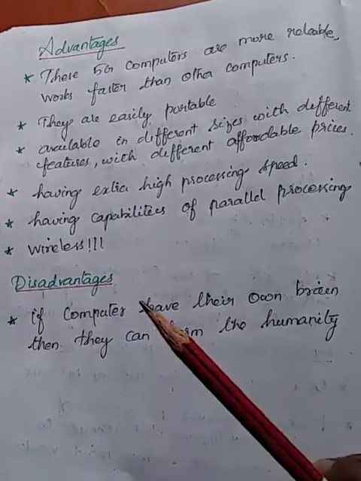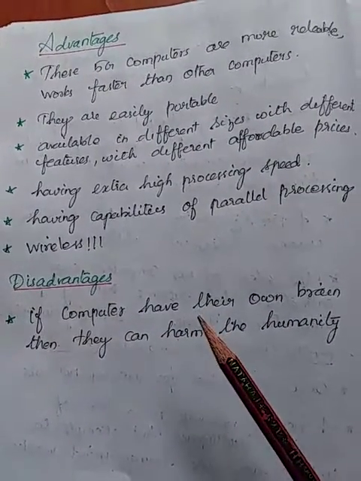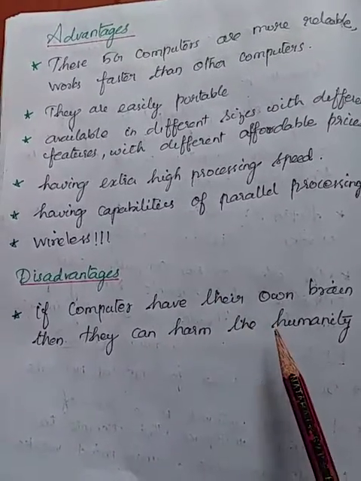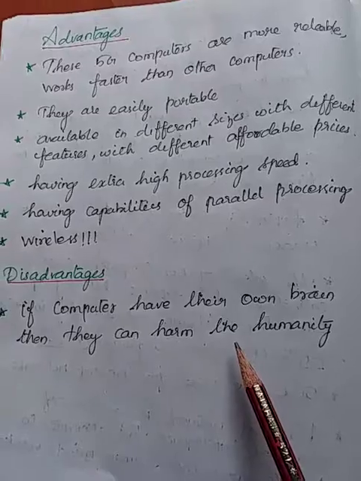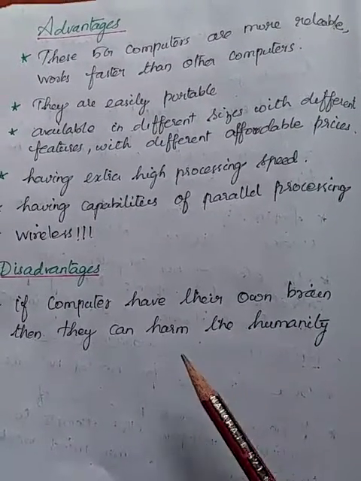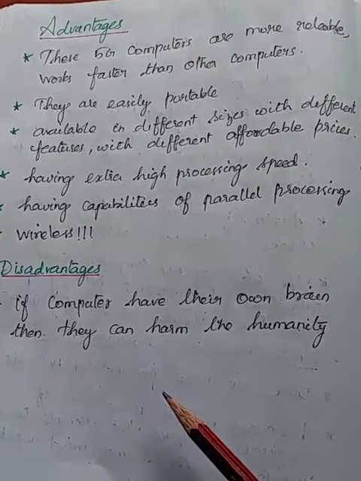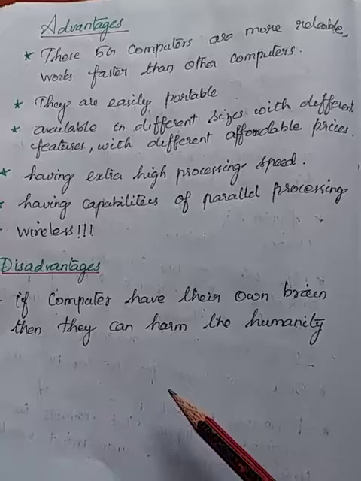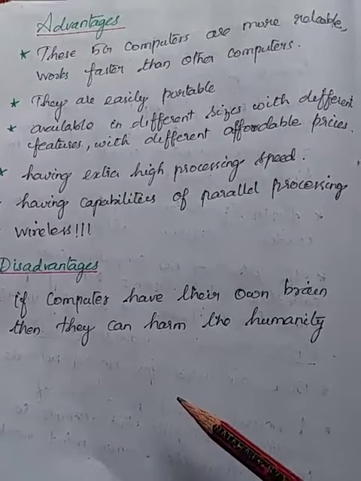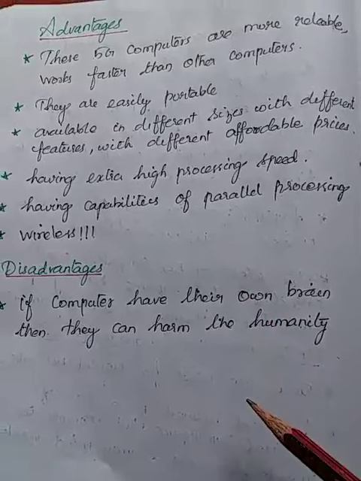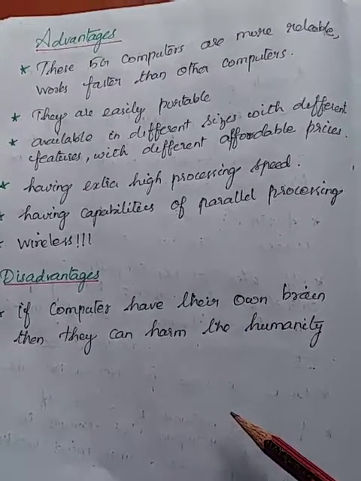The only disadvantage here is that if computers have their own brain, they can harm humanity. For example, you might have seen the impact in the film Endhiran. If we bring intelligence into that machine, how it will react, we don't know. We have to be more careful in designing such machines.